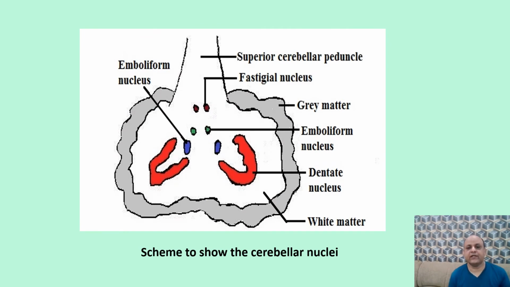So this is showing you the cerebellar nuclei. So as I told you, outer part of the cerebellum is made up of gray matter, inner part is made up of white matter, and that white matter has got nuclei. Now what are the nuclei? D, E and F: dentate, emboliform and fastigial nucleus. So they are lying inside the white matter. So you must remember the names of these nuclei: dentate, emboliform and fastigial nuclei of cerebellum.